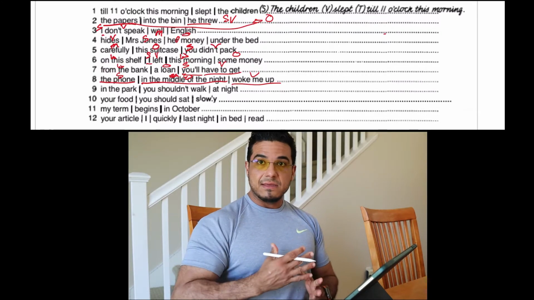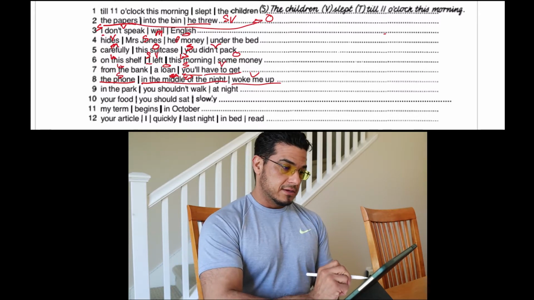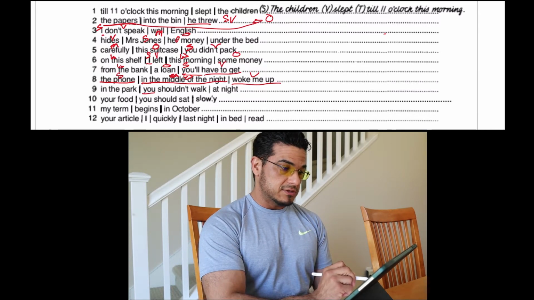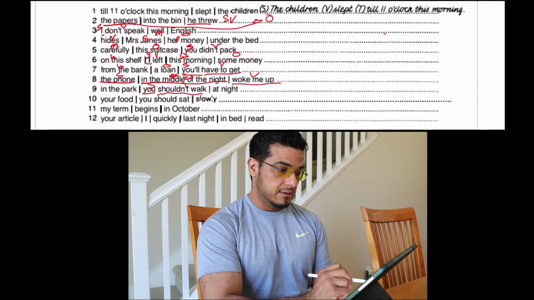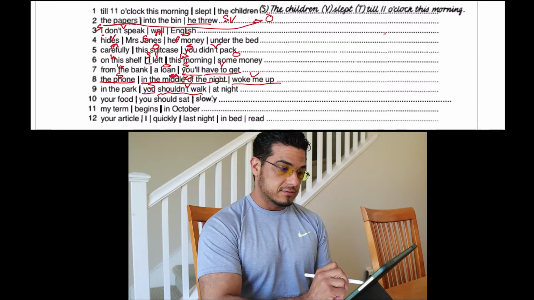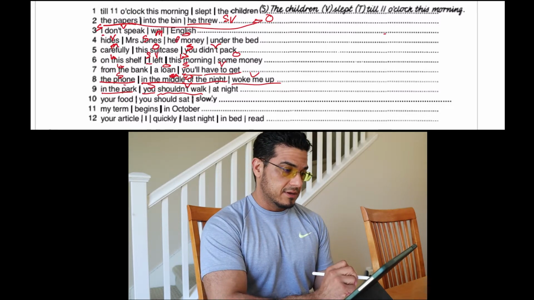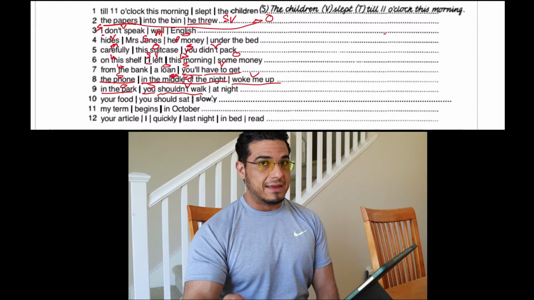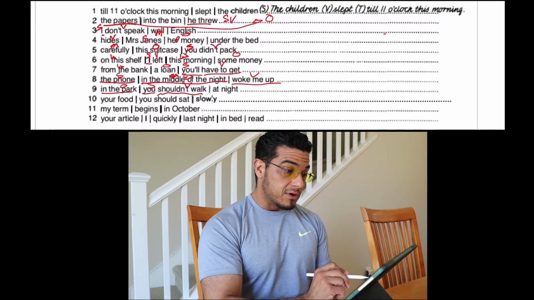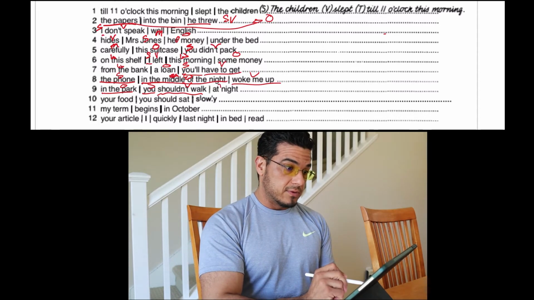All right, number 9, in the park, you shouldn't walk, and then at night. So you is our subject. The verb in this case is a negative, so you shouldn't walk. At night, so that's going to be your modifier. In the park, I suppose you could look at it as like an object, but that's your prepositional phrase, really, in the park. So you shouldn't walk at night in the park. Or, excuse me, you shouldn't walk in the park at night. That'll be your modifier, telling you when.